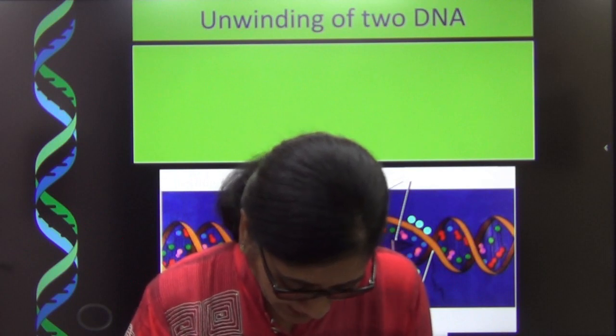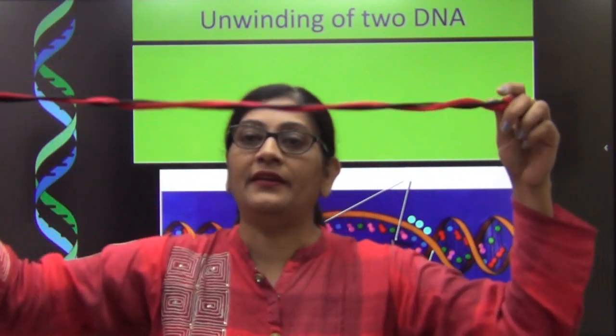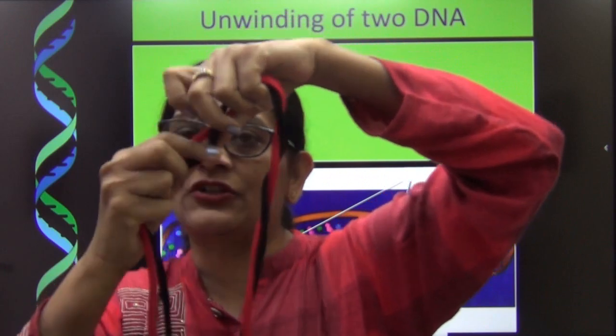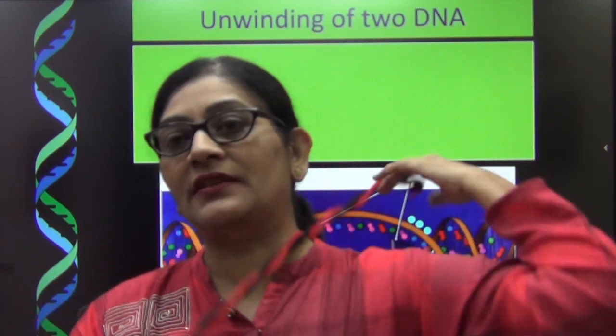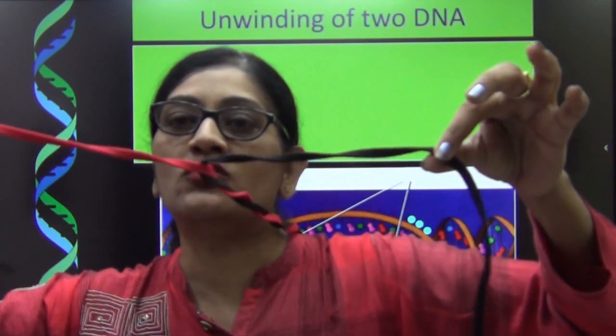So okay, this is my thread. It is ready. It is a double coil, one black color, one red color. This is my ori, or origin of replication. From here, the DNA first needs to uncoil. It needs to first open up.